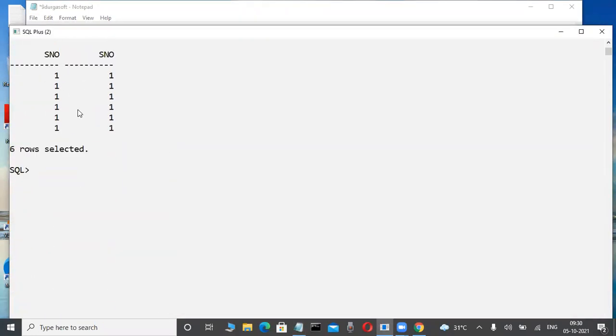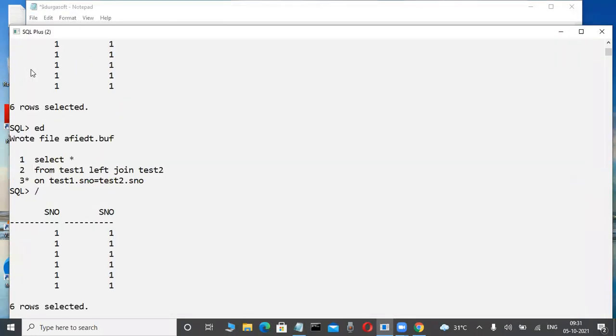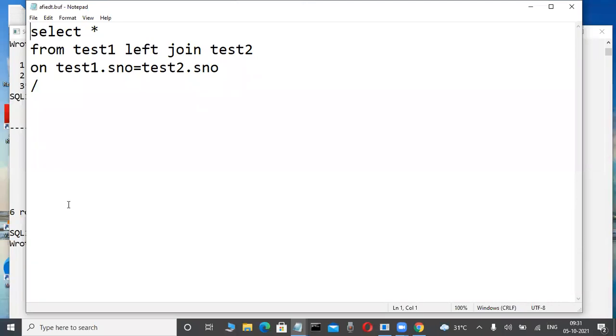Yes, observe it here. Again, I am writing left outer join. Left outer join means left join on class, where test1.s_number is equal to test2.s_number. Observe the screen here. Yes, in this case it is also the same, because there are no null values here.